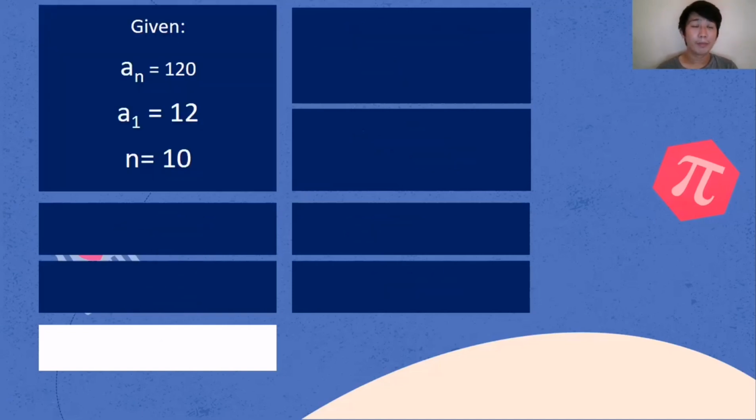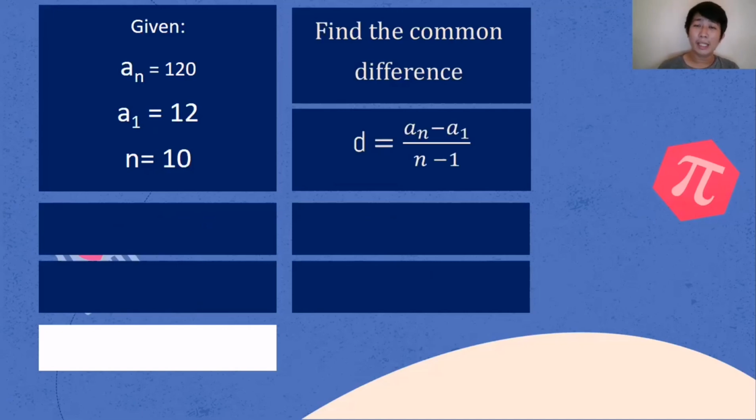Next example. A sub n is 120, a sub 1 is 12, n is 10. So we are going to look for the same one, the common difference. Our formula is the same. D is equal to a sub n minus a sub 1 over n minus 1. So we will be substituting the given. A sub n is 120, a sub 1 is 12, n is 10.